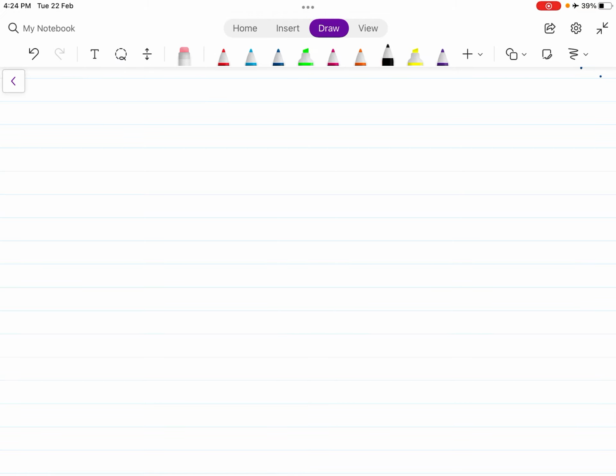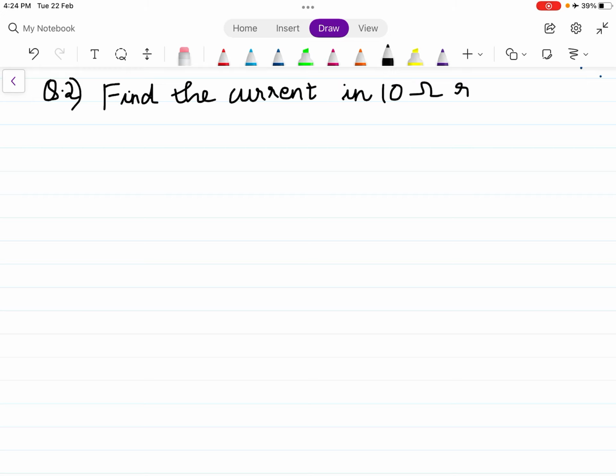Let's see the next question. Question number 2. Find the current in the 10 ohm resistor.